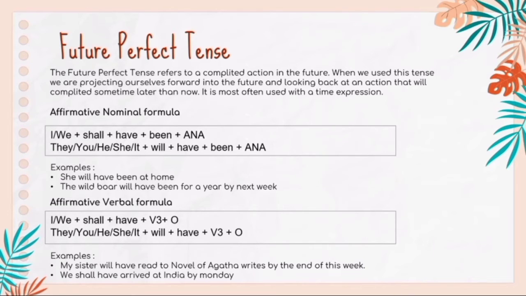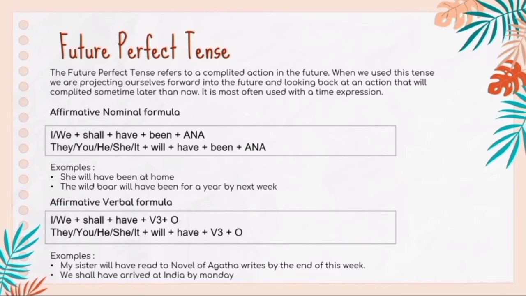Affirmative nominal formula for future perfect tense. I or we plus shall plus have been plus adjective, noun, or adverb. They, you, he, she, it plus will have been plus adjective, noun, or adverb. Examples: she will have been at home. The white door will have been here for a year by next week.